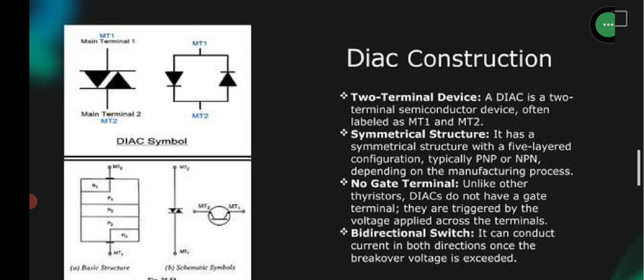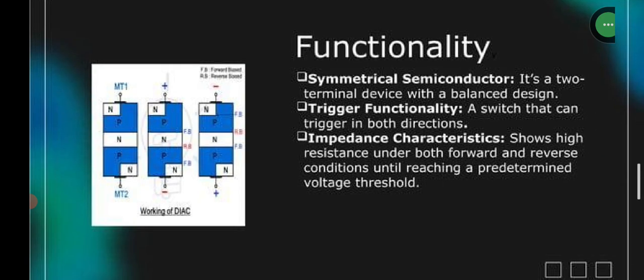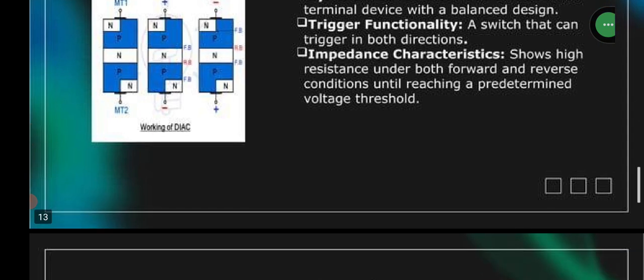Bidirectional switch. It can conduct current in both directions once the breakover voltage is exceeded. Functionality. Symmetrical semiconductor. It is a two-terminal device with a balanced design. Trigger functionality. A switch that can trigger in both directions. Impedance characteristics. It has high resistance under both forward and reverse conditions until reaching a predetermined voltage threshold.